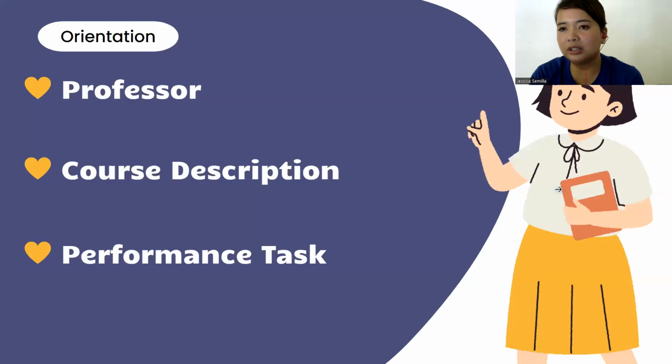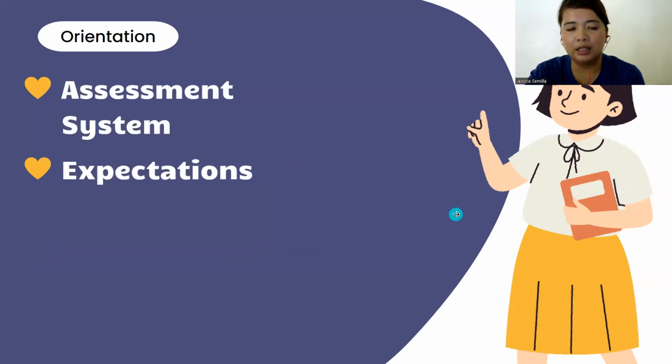For this subject orientation, of course, we're going to be dealing with the introduction of the professor. Second is the course description of the Instructional Material Development and Evaluation. The third is the performance tasks that you are expecting after finishing the subject. Another one is the assessment system, and of course the expectation. The assessment system is about how you are going to be rated, and the expectation is about what I expect from you and what you expect from me too.